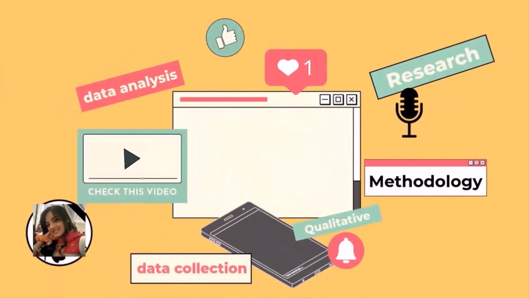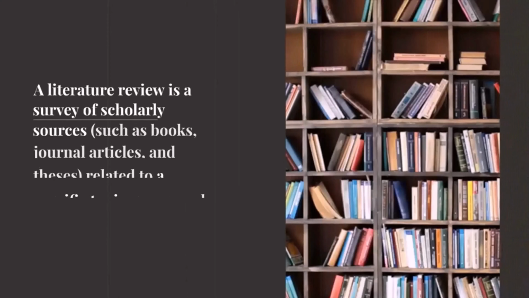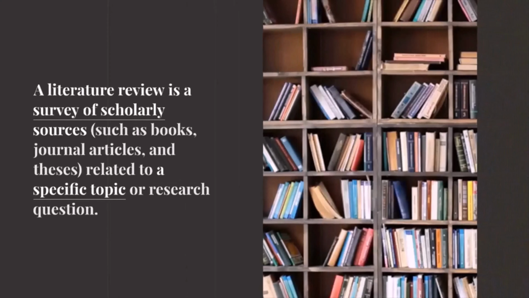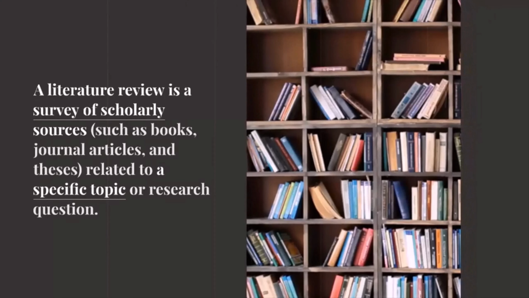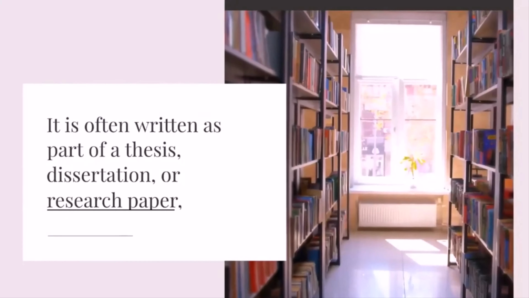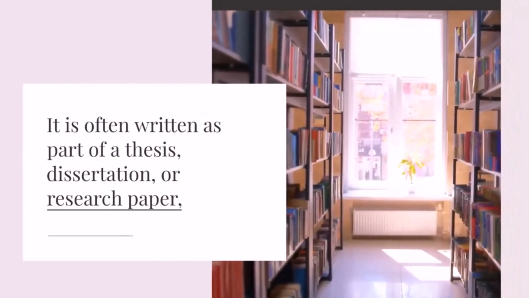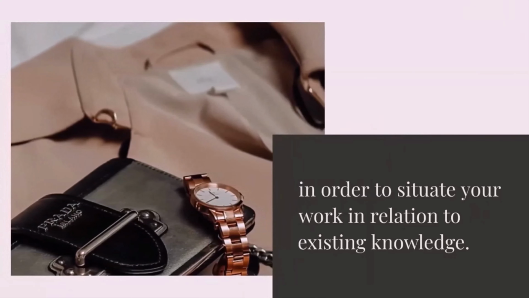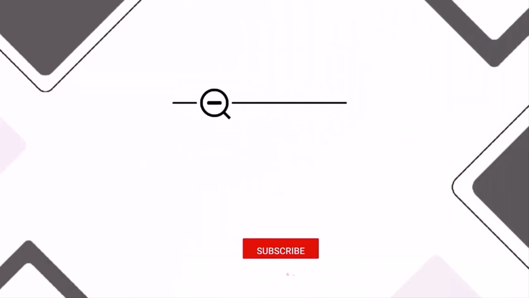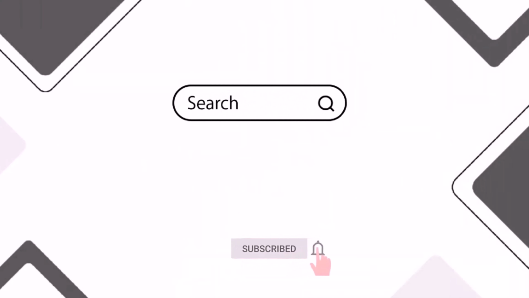A literature review is a survey of scholarly sources, such as books, journal articles, and theses, related to a specific topic or research question. It is often written as part of a thesis, dissertation, or research paper, in order to situate your work in relation to existing knowledge. Today our topic is how to search for relevant literature fast for your research.